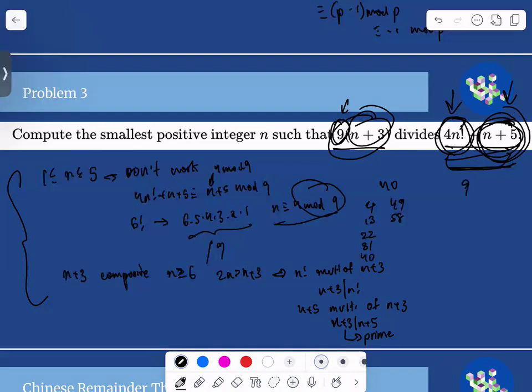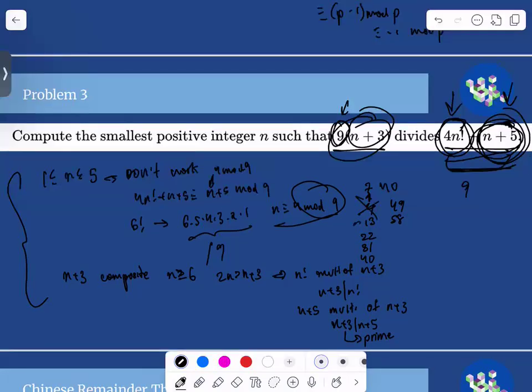And you want n plus 3 to be prime, so this would give you 7. However, we have that n is greater than or equal to 6, so this doesn't work. And then this would give you 16, which is not prime. This would give you 25, which is not prime. This would give you 34, which is also not prime. And this would give you 43, which is prime. So 40 is our smallest possible number, as I said. And so thus 40 would be the answer for n, the smallest positive integer n.